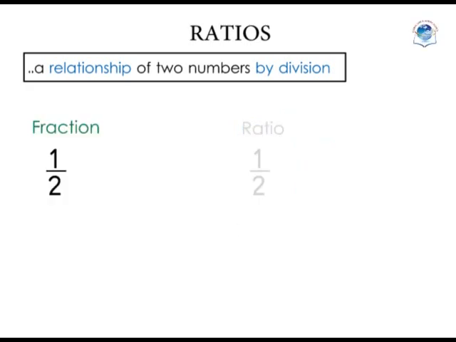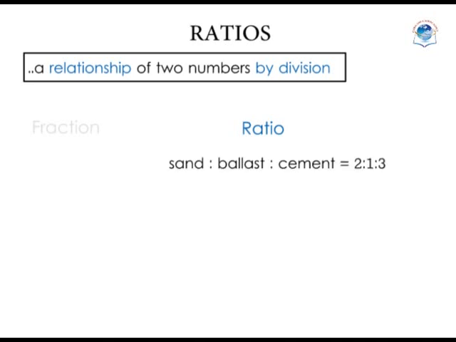But for fractions, we can't do that, and if we do it, the fraction changes in meaning. The fraction 1/2 is half an apple. If you write it as 2 over 1, then you have 2 apples. Secondly, in ratios, we can give the relationship between 2 or more items. For example, the ratio of sand to ballast to cement in construction. In this case, we cannot write it as a fraction.